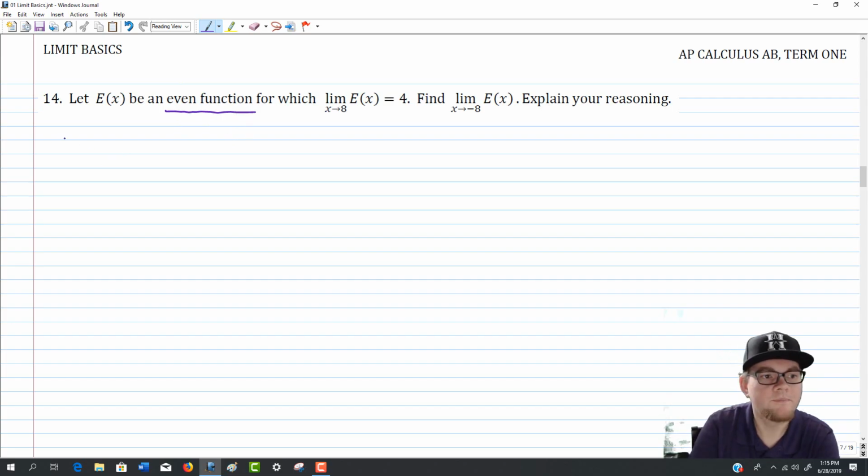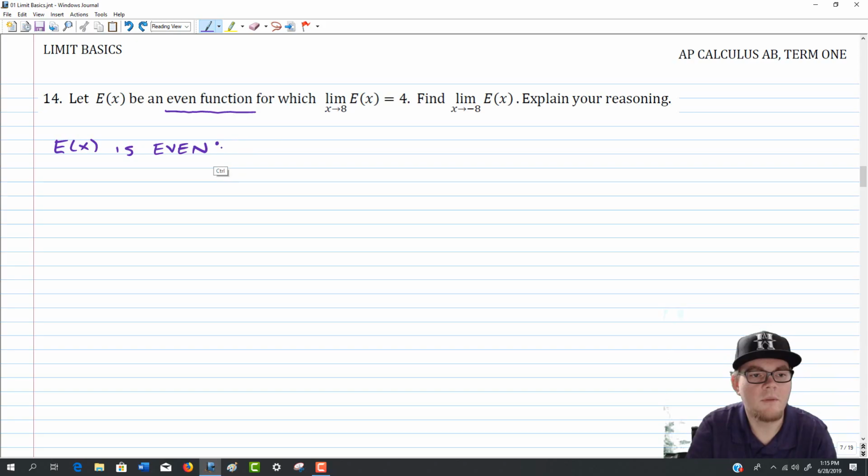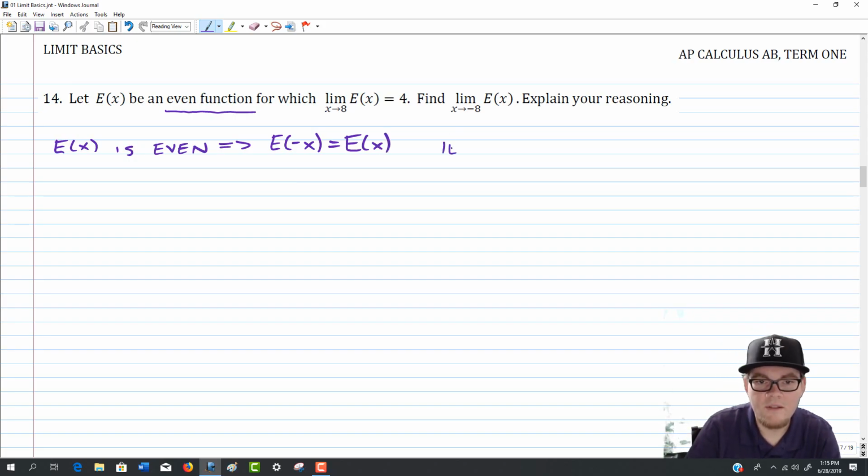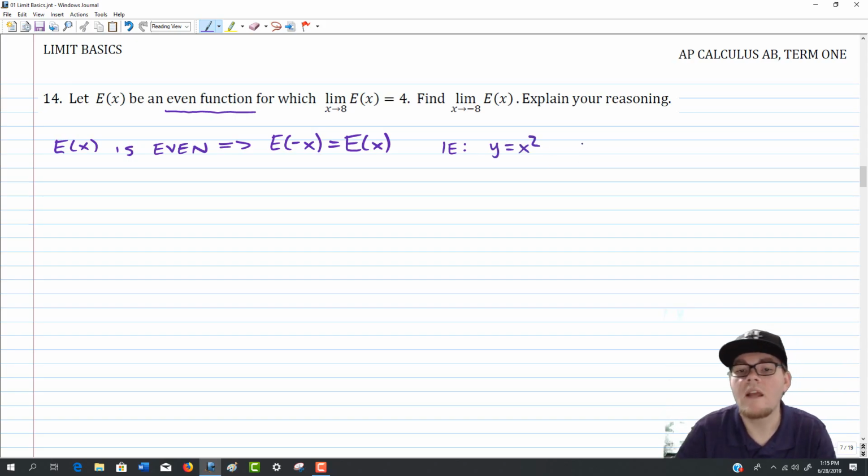So if e of x is even, let me remind you that that tells us about a particular type of symmetry of the function. If e of x is even, that means that when you plug in the negative of an x value, you get the same y value as if you plugged in the positive. For instance, a function that is even would be y equals x squared. If you take negative x squared, you get positive x squared.